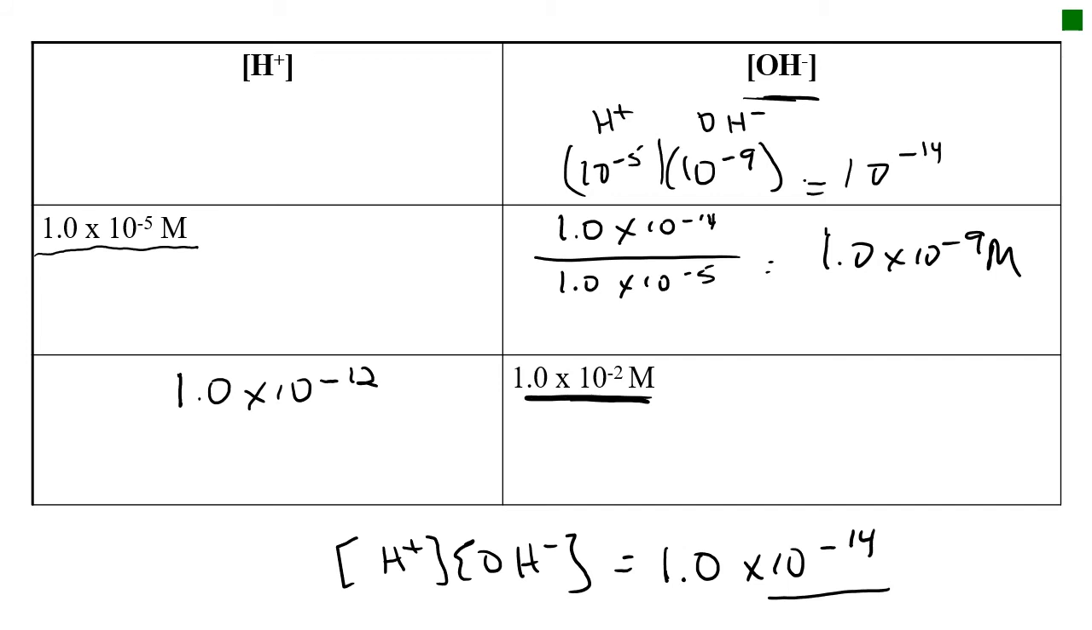We can also tell if these solutions are acidic or basic. The H plus here in the first one is greater than the OH minus, so this solution is acidic. Please note anything in water is going to have both H plus and OH minus. If the H plus is greater, your solution is acidic, and in this case, the OH minus is greater than the H plus, so this solution is going to be basic.